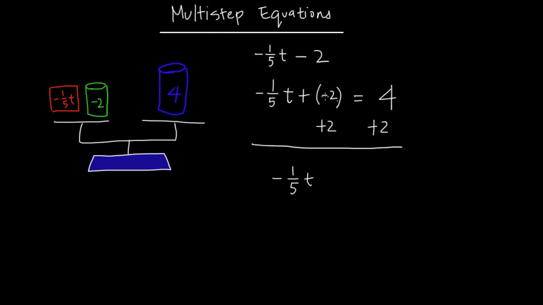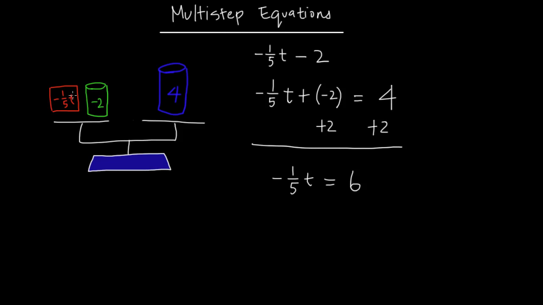And since we added the opposite of negative 2, we added positive 2. Now, negative 2 plus positive 2 is 0. So now we've isolated the variable on one side by itself. What do we have on the other side? Well, we have 6 now. And so we have negative 1 over 5t is equal to 6.